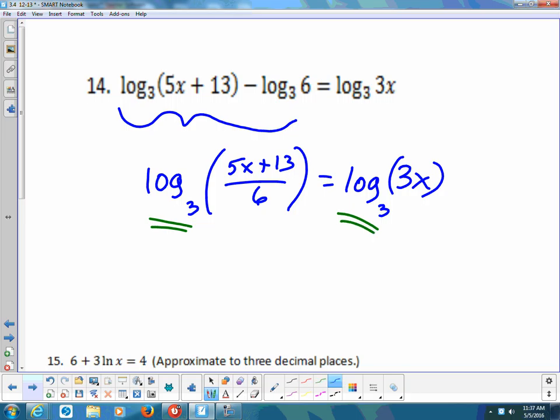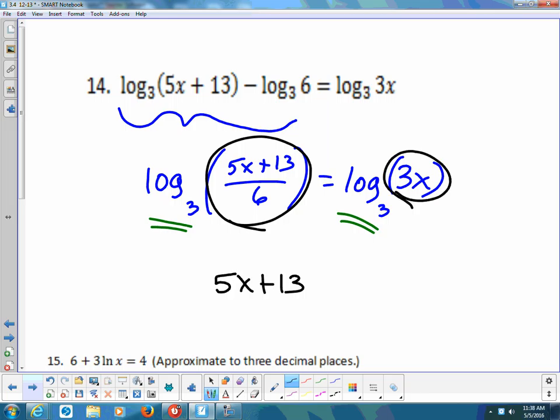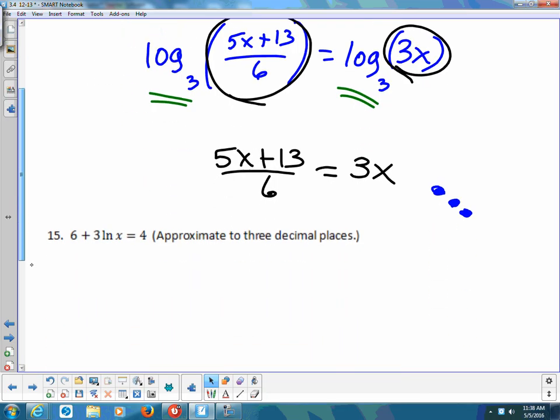And in this case, again, property of logarithms, I've got log to the base 3 equals a log to the base 3. So that means that these expressions here must be equal to each other. So I can say 5x plus 13 over 6 equals 3x. And I'll let you finish this one up because it's a nice linear equation to solve. Let's take a look at this one.